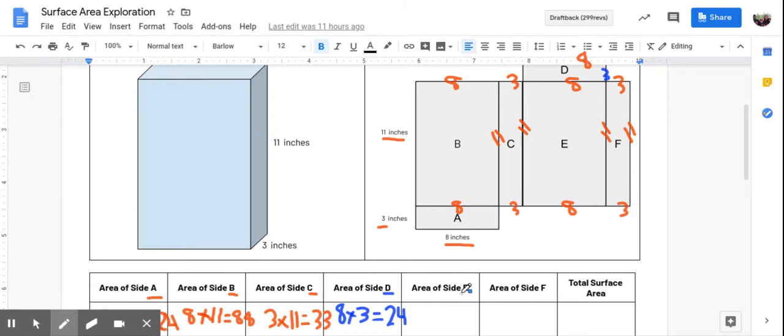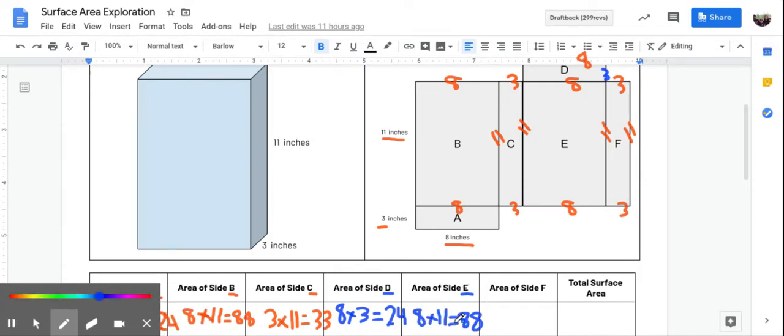Now I find the area of side E, which is my bigger shape here, which is 8 times 11. Okay, so 8 times 11 is 88. My final side here is area of side F. F is 3 times 11, and 3 times 11 is 33.